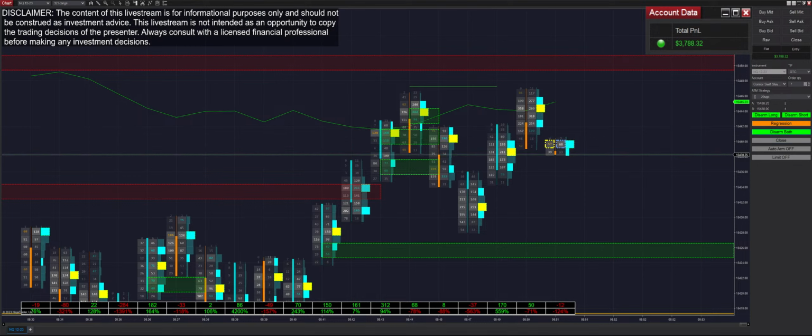Actually got filled there. I didn't even see, I was looking at my phone. Sorry about that, guys. Going to be keeping it in regression mode and arming in both directions. Up to $3,700 on the day, or almost $3,800.